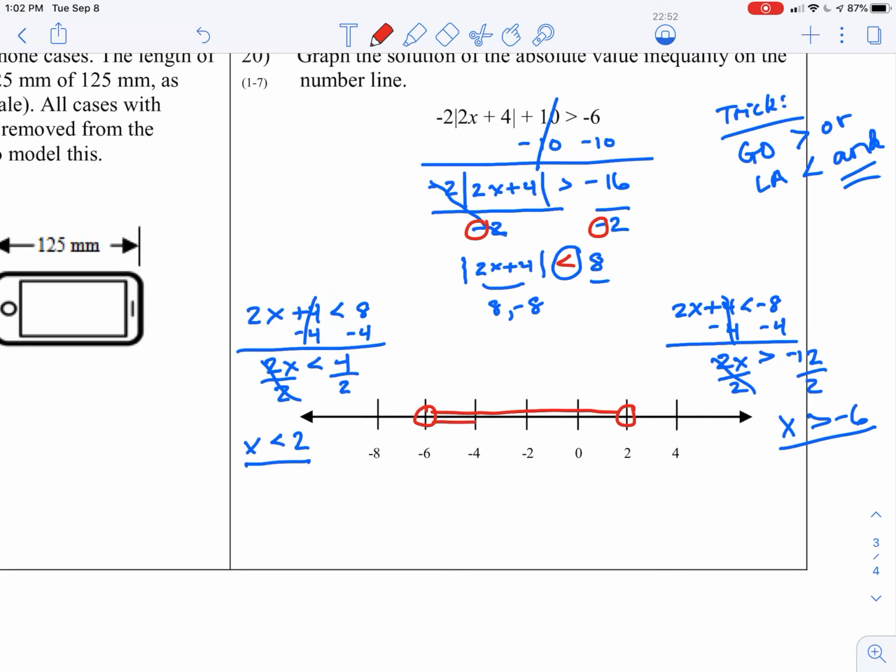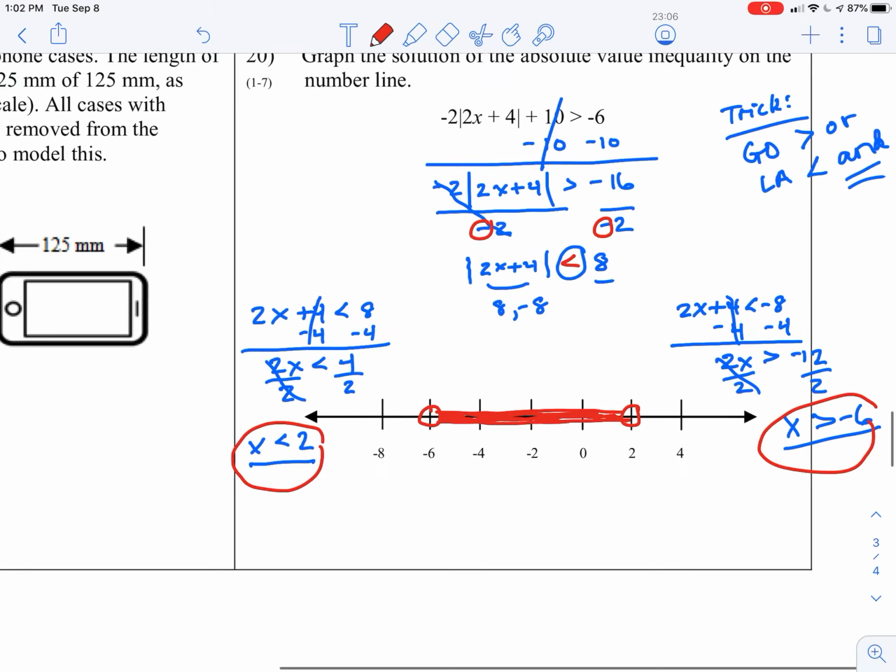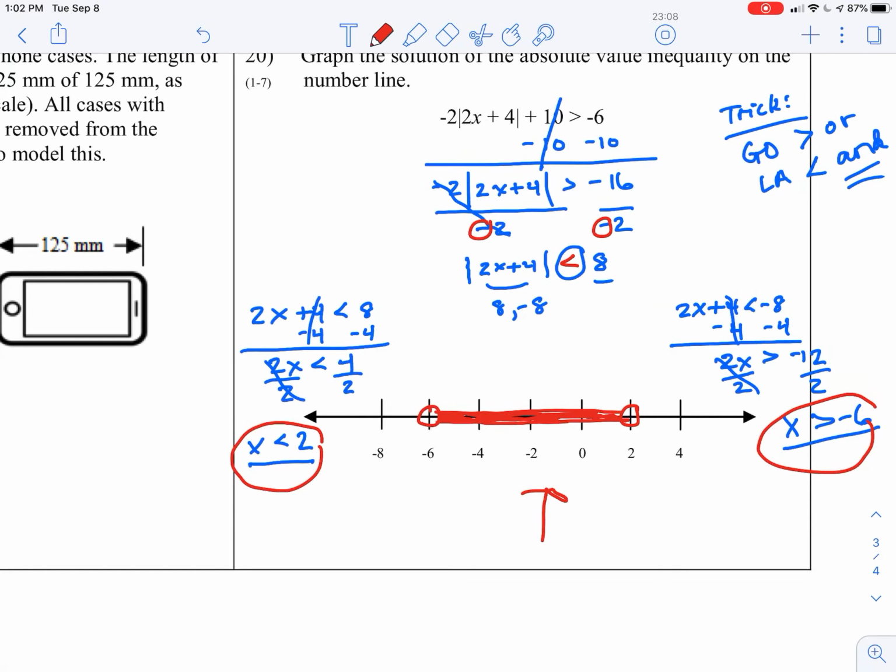So all my solutions for this inequality land in between negative 6 and 2. I can't have any solutions outside of that to make this statement true. Okay, so here are my solutions, and here they are graphed. And that's the answer to that. And remember, because it's and, there will be shared points there.